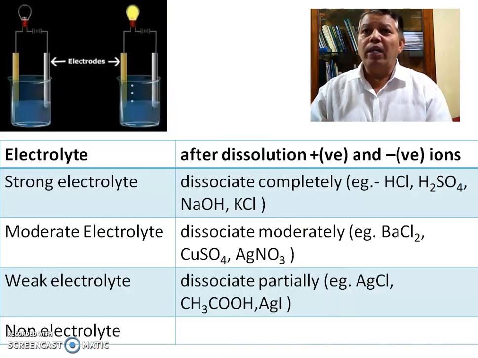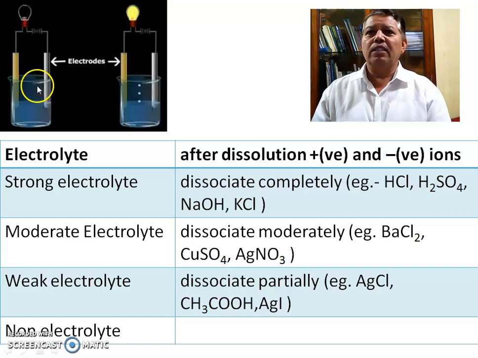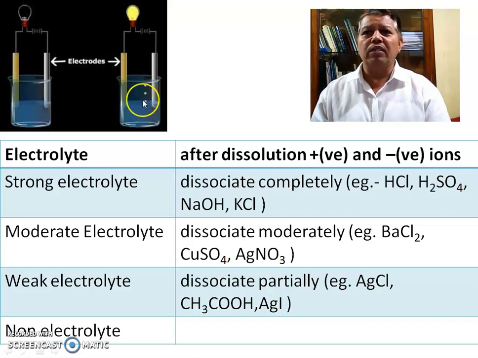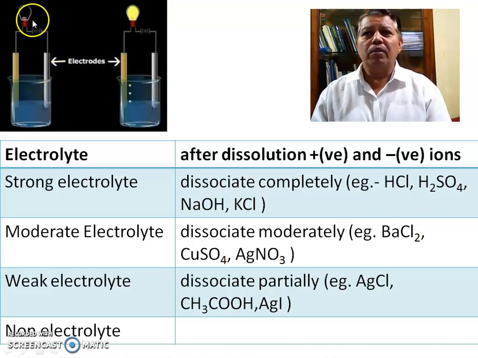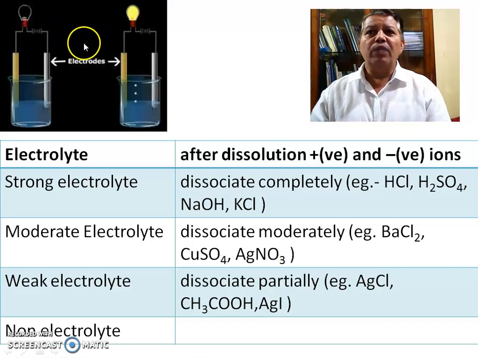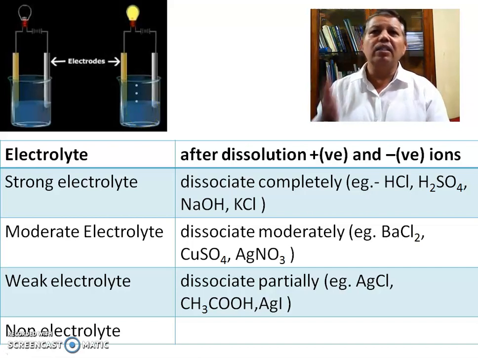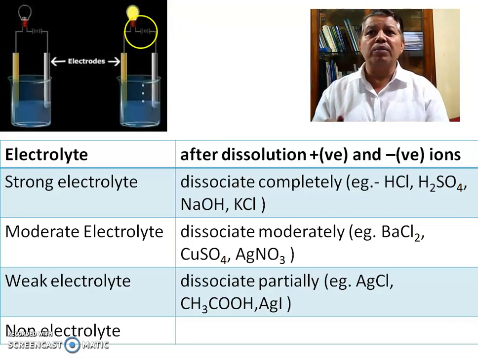Now at school level we did the experiment. This is a sugar solution, and in another beaker we are taking the salt solution, and two electrodes are kept in the solution and connected with the bulb through the battery. It is observed that in the case of the sugar solution the bulb does not glow, and in the case of the salt solution the bulb glows. This is because in the salt solution the salt is completely ionized and conducts electricity, and therefore it becomes a closed circuit and the bulb glows.